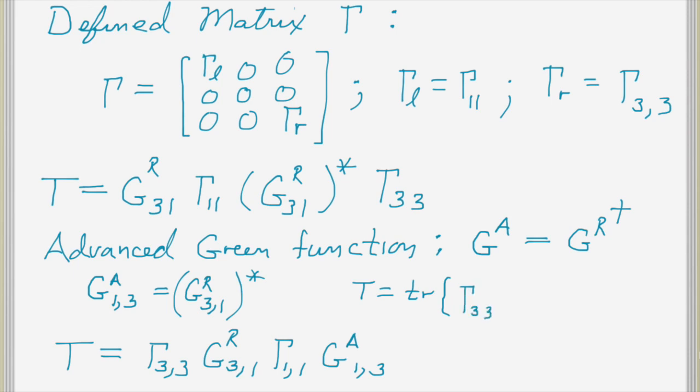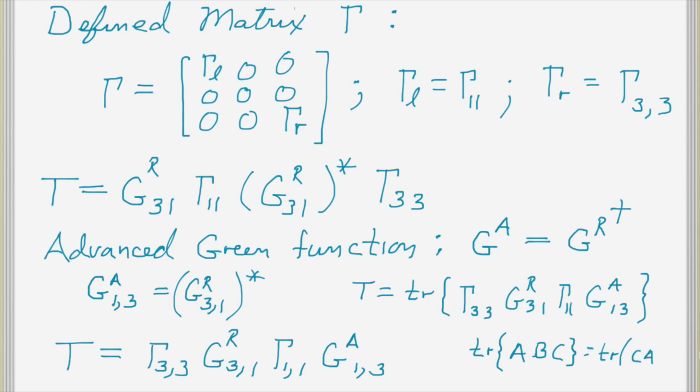Gamma 3,3, GR 3,1, gamma 1,1, GA 1,3. And the thing about a trace is that you can cyclically permute under the trace, as long as the order is preserved. ABC, CAB, and what would be the next one? BCA. So under the trace, you can cyclically permute your terms. You have to keep that cyclical order, though.